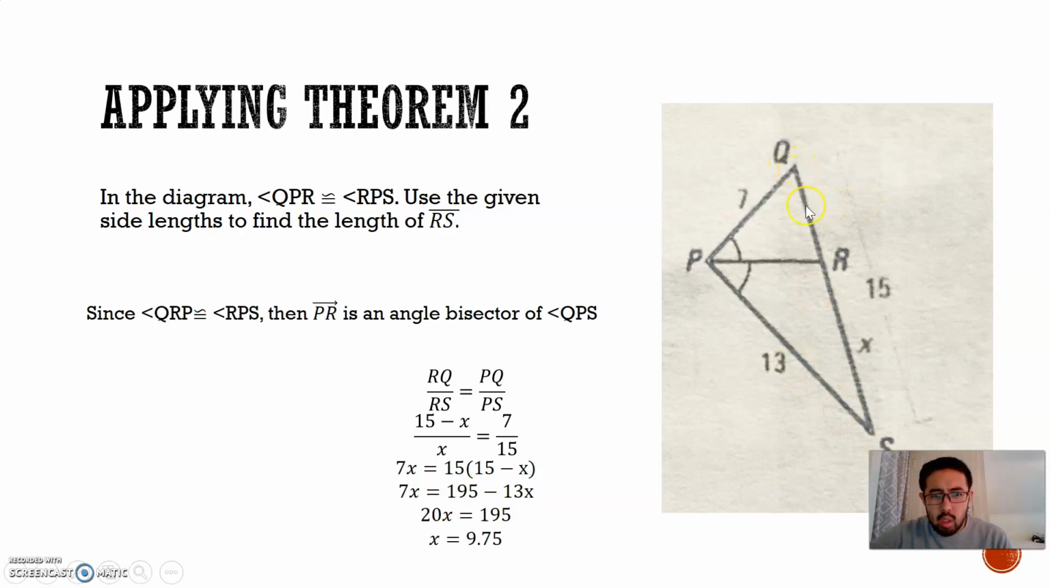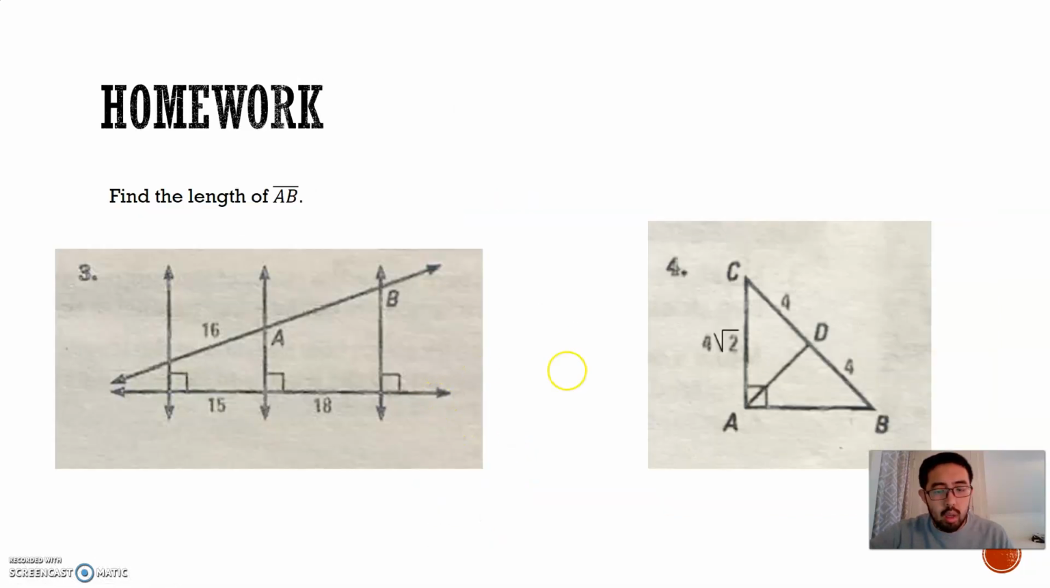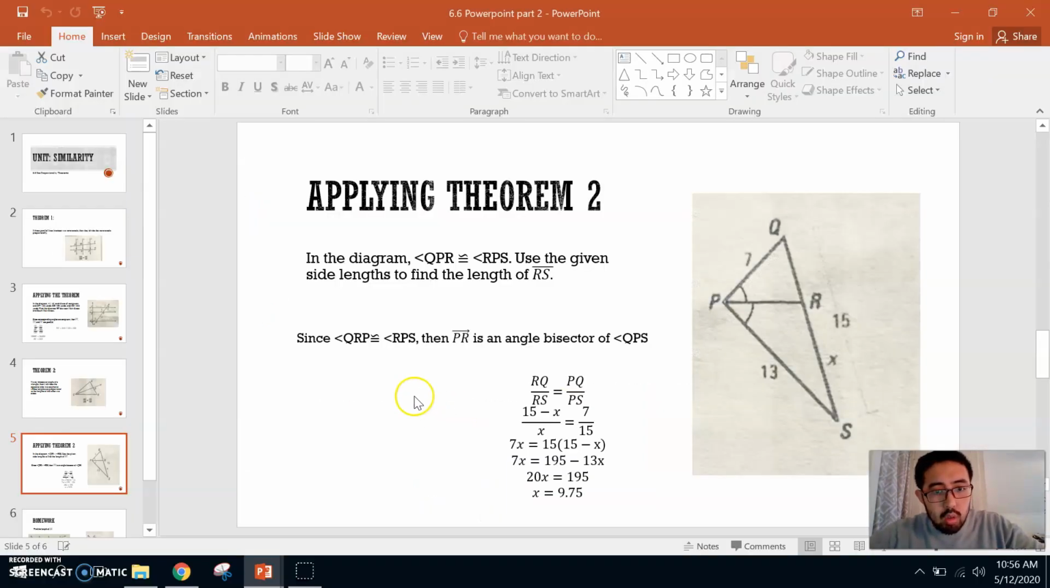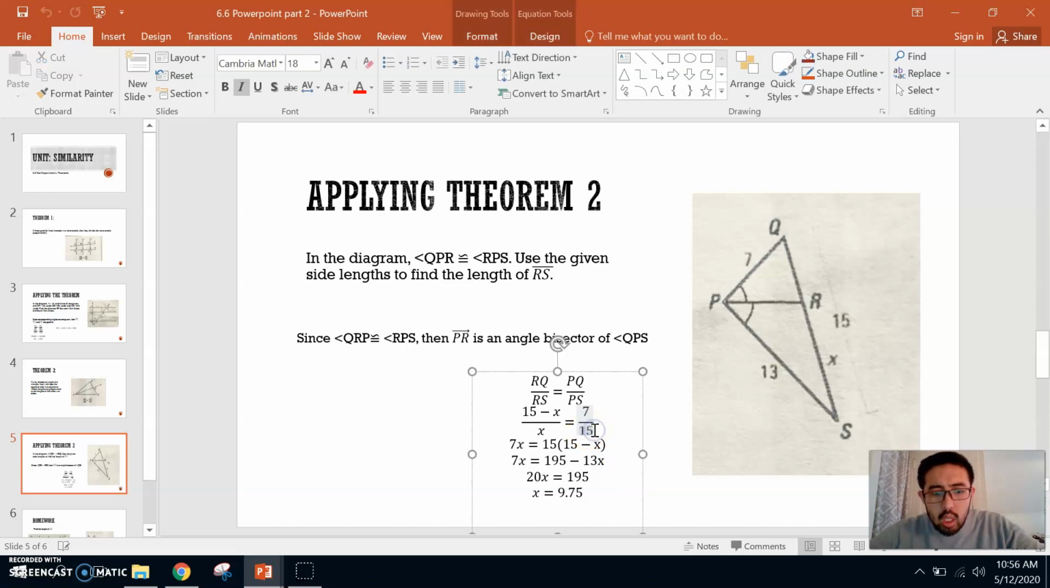So what's RQ? Well, we know this big length is 15. So 15 minus x, which is RS, that's the length of RQ, over RS, that's x. PQ is 7. And PS is 13. So let me redo that calculation real quick. This one should be 13.